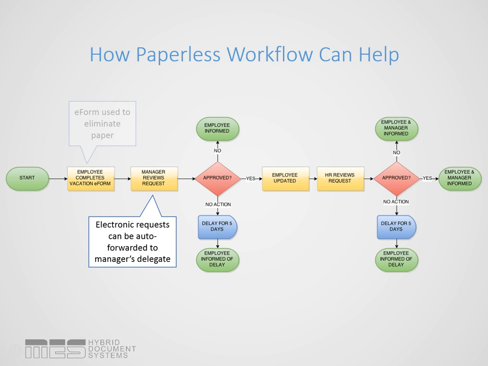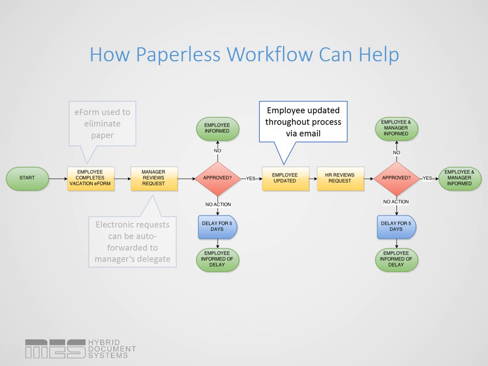We basically use the equivalent of an email out of office. So if somebody submits a request to their manager and their manager is not there, it can be automatically forwarded to the manager's delegate for approval. The employee is now updated throughout the process via an email. So if their request is approved or denied, they get an email stating the fact that your manager has approved your vacation. It's now moved on to HR for review. So we're not hounding the individuals looking for it.